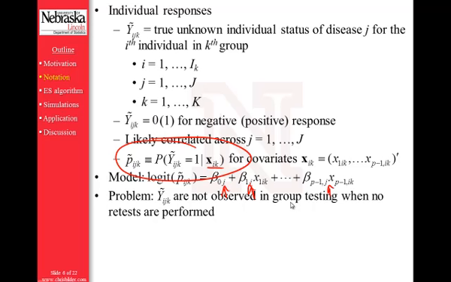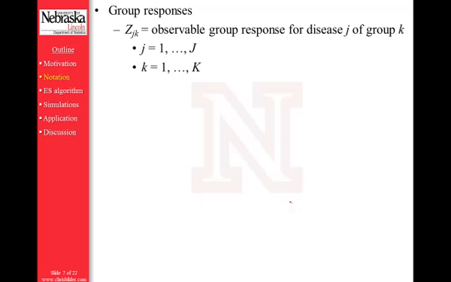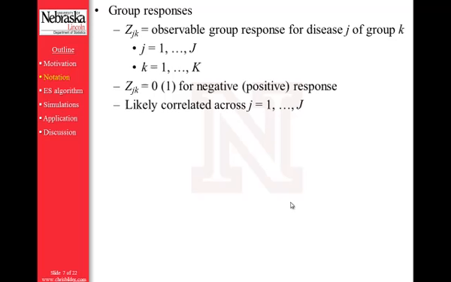Again, in this particular setting, these Y tildes are not observed, and that's what makes this problem more statistically interesting. What we do observe, though, are the group responses. I'm going to denote the group responses as Z's. So Z sub jk is my observable test group response for disease J of group K. These Z's are binary as well, and of course they're likely to be correlated across the different diseases.